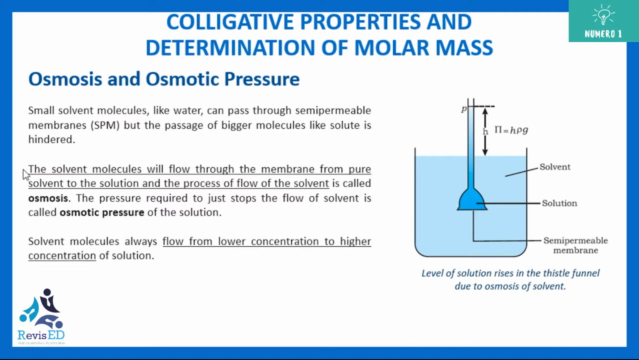Please note the definition: the solvent molecules will flow through the membrane from pure solvent to the solution, and the process of flow of solvent is called osmosis. And the pressure required to just stop the flow of solvent is called osmotic pressure. And solvent molecule always flows from lower concentration to higher concentration. Please make a note of this.